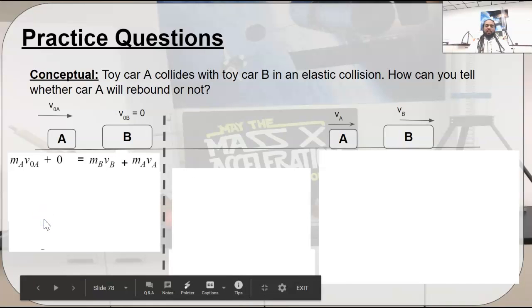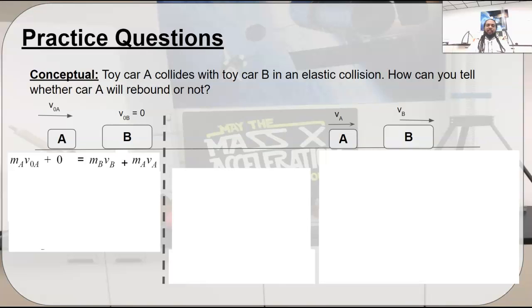So here's another take on that same question. We have toy car A and toy car B. They're going to collide in an elastic collision, but we want to know, how do we know that car A will rebound? Is there any situation in which car A will not rebound?